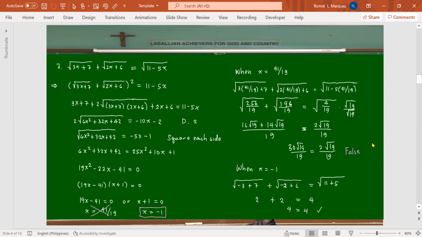And if you box both, it means you are sure that they are both correct. It's all right if you did not check, but be sure they are really solutions. Okay now, guys?